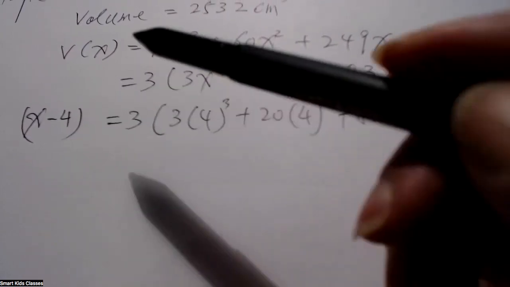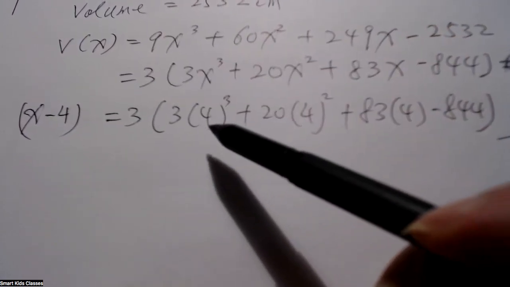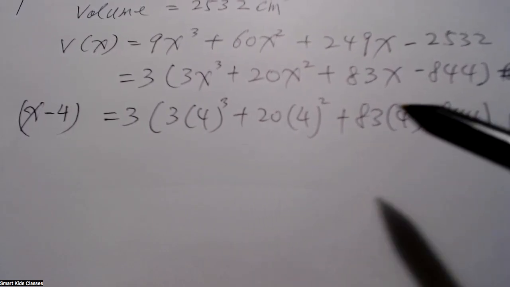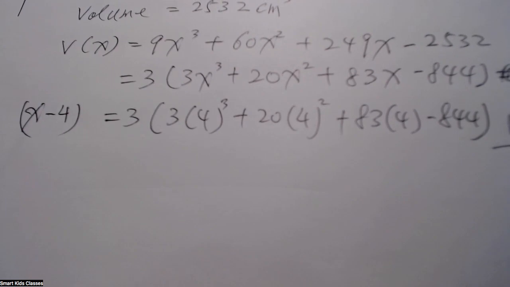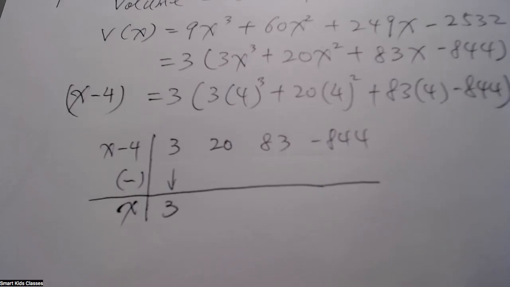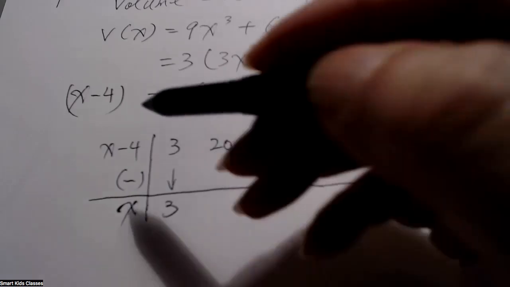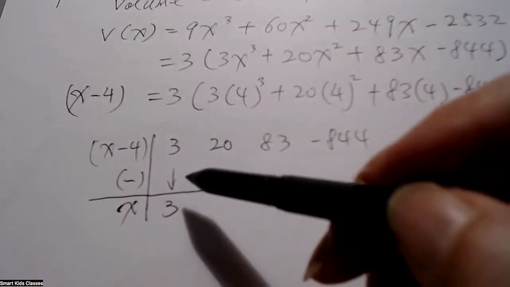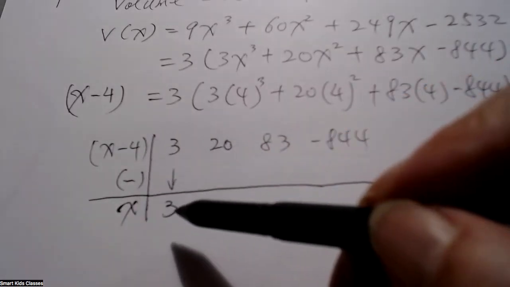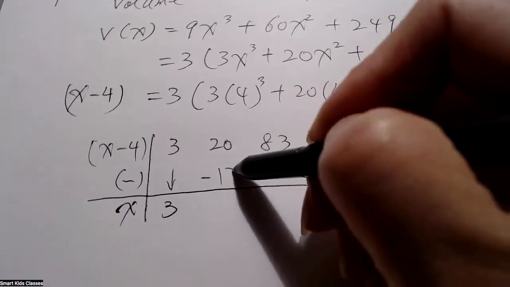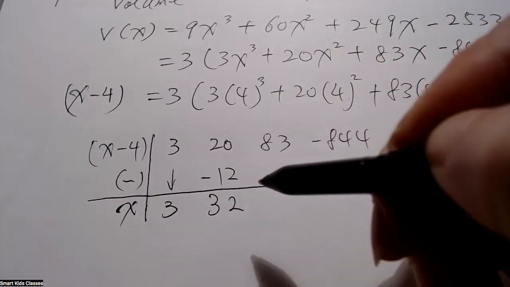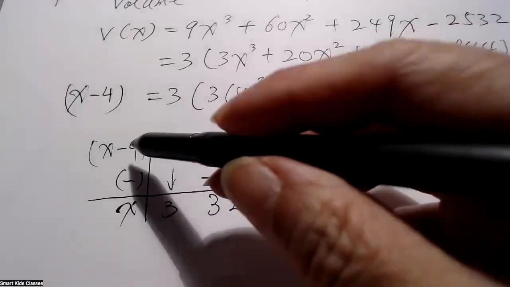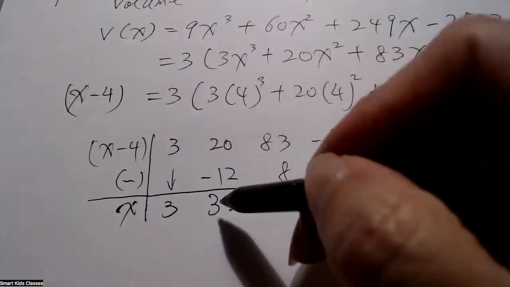So x minus 4. If you plug in 4 in the equation inside here, it will be equal to 0. Therefore, 4 is the factor. We are going to use synthetic division to find the answer. Now the factor is x minus 4. So we bring the first term down. 4 times 3, we get 12. You add them together, so we're going to get 32. So 32 times 4, we get 128.